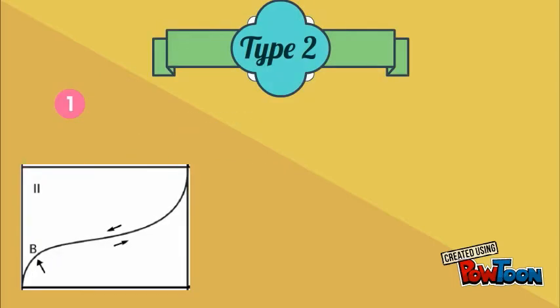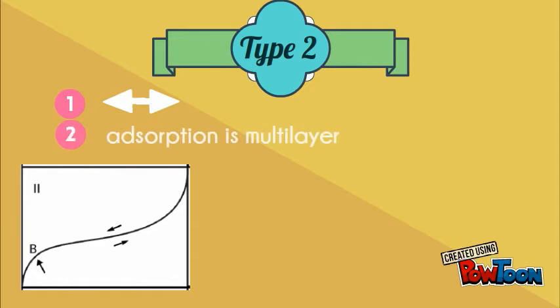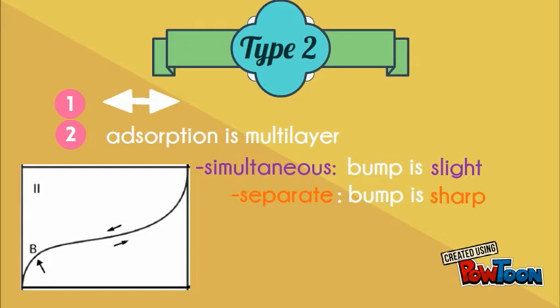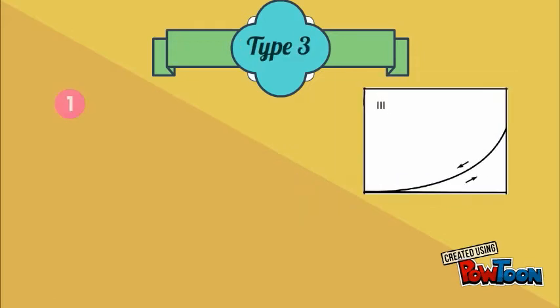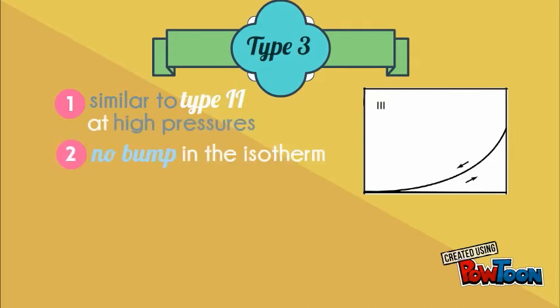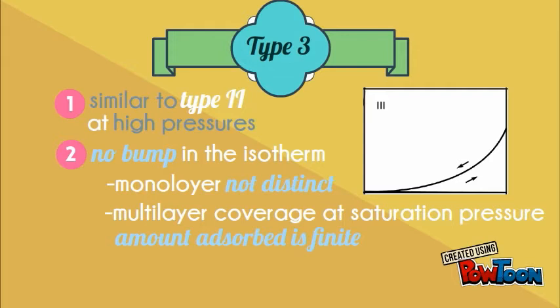Type 2 isotherms are reversible. This isotherm also shows that the adsorption is multilayer. If the bump in the graph is slight, monolayer adsorption happens simultaneously with multilayer adsorption. Type 3 isotherm looks similar to Type 2 isotherm at high pressure range. There is no bump in the isotherm, hence, monolayer coverage is not distinct.